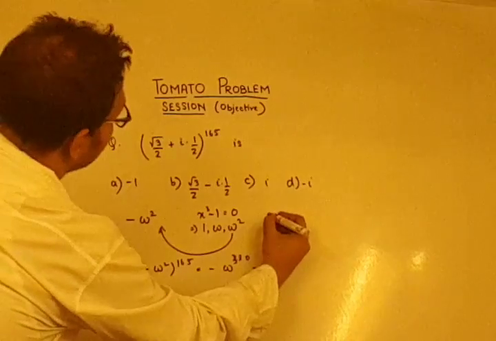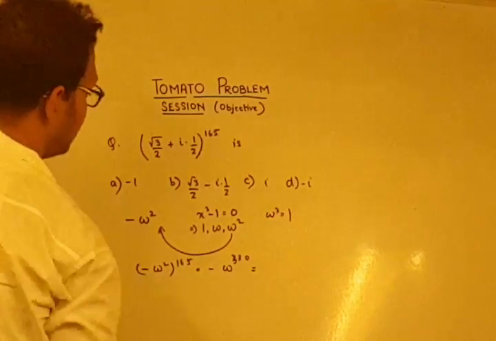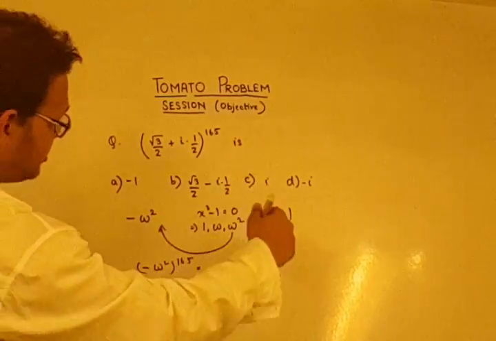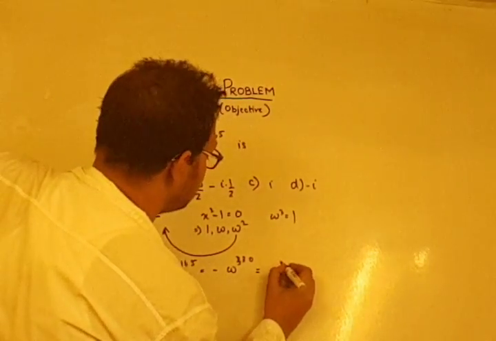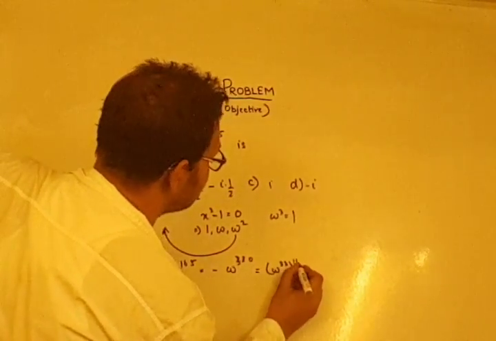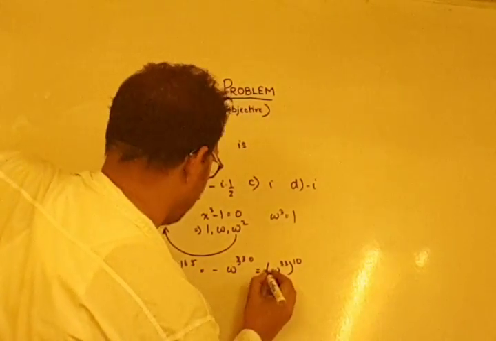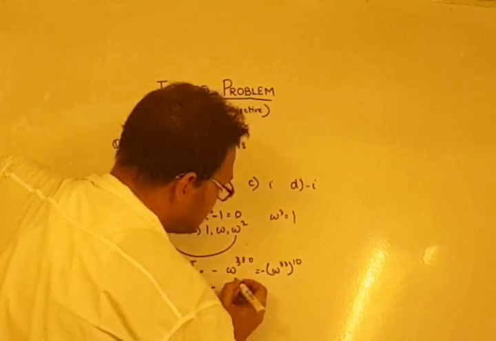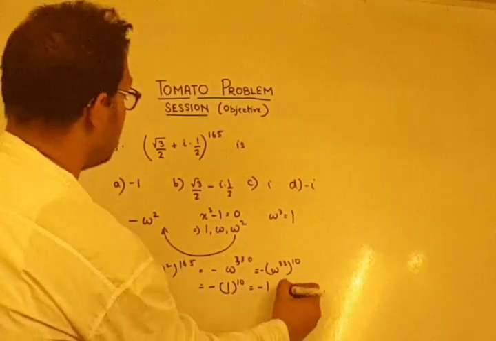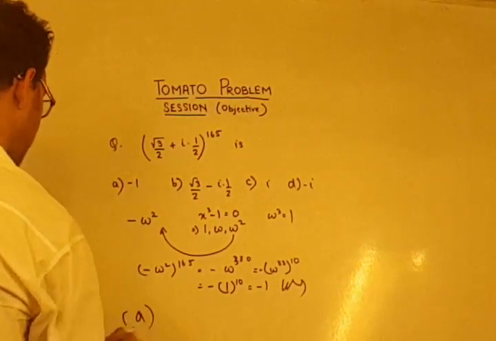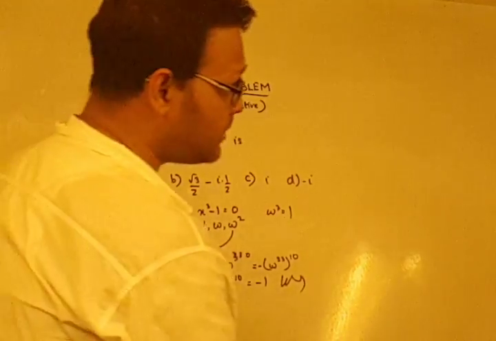And I just want you to draw your attention: omega cubed equals 1. So omega to the power of any multiple of 3 is 1. So I can say omega to the power 33 whole times 10. So minus omega to the power 33 is 1, and minus 1 whole power 10 is minus 1. And that is the answer, and option A is the correct solution.